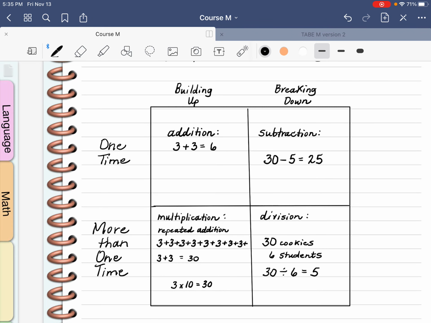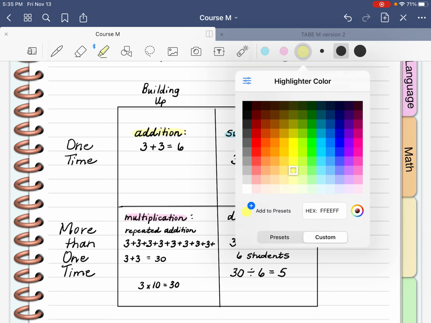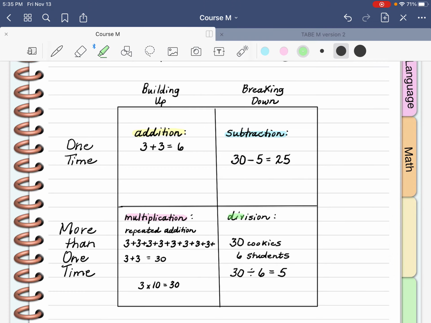So if I am building up one time, I use addition. If I am building up many times, I use multiplication. If I am breaking down one time, I use subtraction. If I'm breaking down many times, I use division.